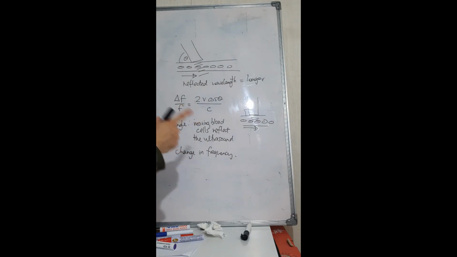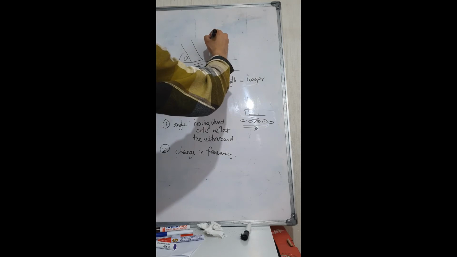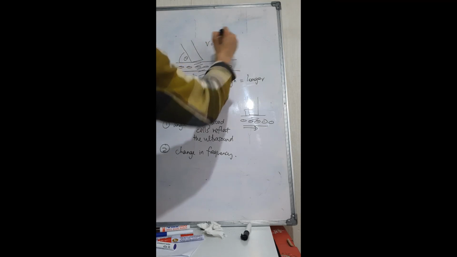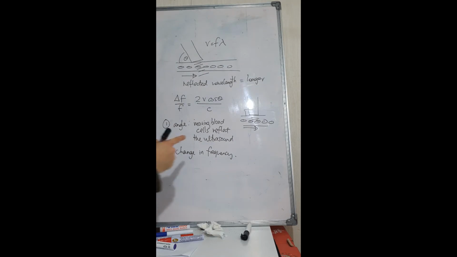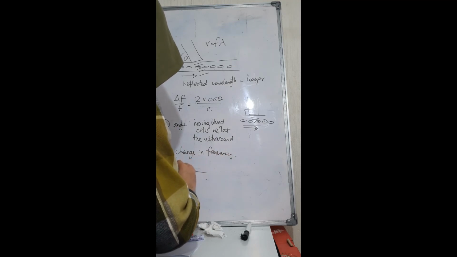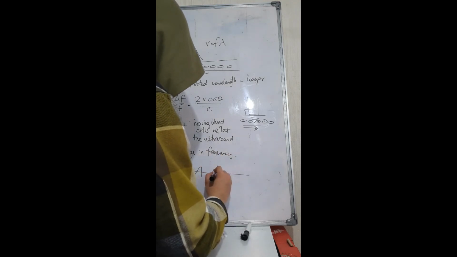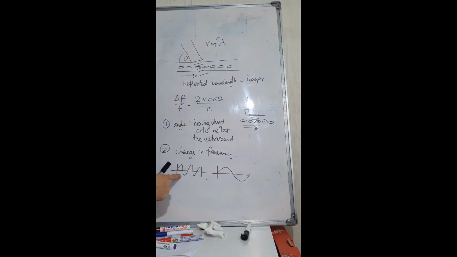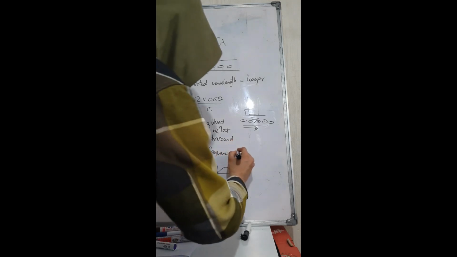Because if the blood cells were moving away, the wavelength will get longer. And you know that if you use the equation v equals f lambda, the change in frequency would mean a change in wavelength. So here, let's draw this here. Here the frequency is higher, here the frequency is lower, but the wavelength here is shorter and the wavelength here is longer. So because there's a change in frequency, that would also imply there's a change in wavelength.